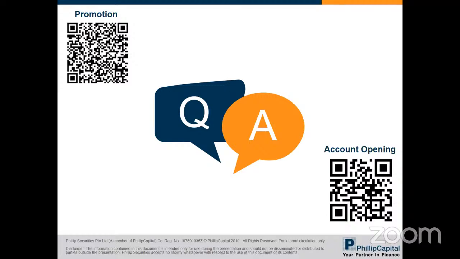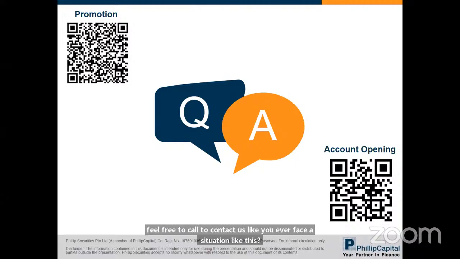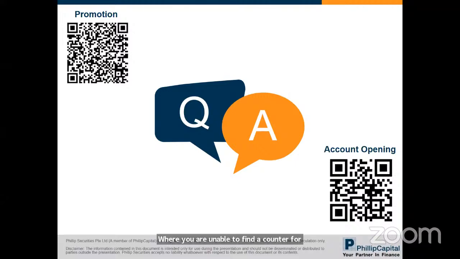So someone asked, I can't find the counter on CFD, however, I'm able to find it on stocks. For this situation, maybe you can share with us what counter you wish to trade or what counter you are looking at. Then we'll do our necessary risk assessment on our end, and we'll try our best to cater to you. So feel free to contact us if you ever face a situation like this where you are unable to find a counter for CFD trading.